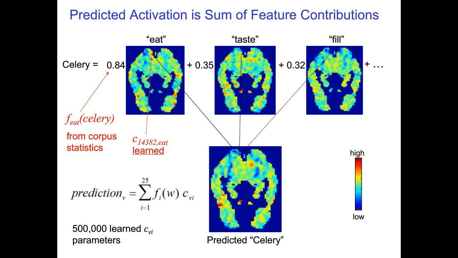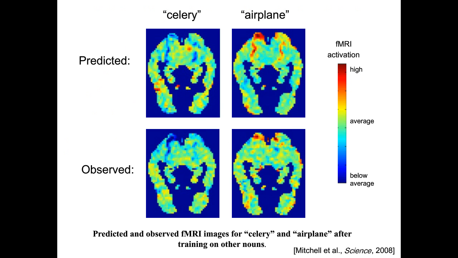And when we do that, for example, here, you can see the predicted images for the word celery and the word airplane using the model which was trained. When it was trained, it never saw examples of the word celery or airplane. So it's extrapolating from other nouns it was trained on to make this prediction. See the predicted images at the top, and you see the actual, unknown to the program, observed images when we went and collected the fMRI images for those two words. And so you can see the predictions are capturing some of the structure in the neural activity, but not perfectly. But it's clearly capturing something.